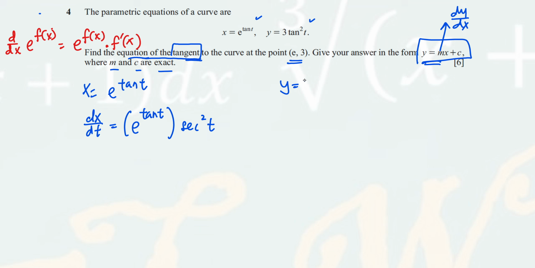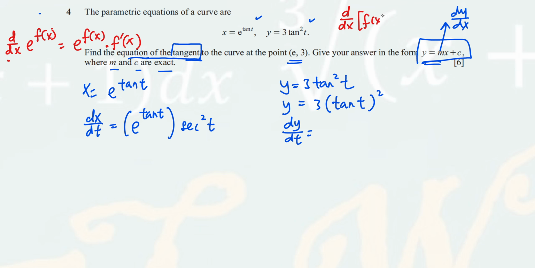Now your y equals 3 tangent squared t. So I will change this into 3 times the square of tangent t. So this is your y. And now when we need to get dy over dt, when we differentiate, we need to use another formula, that is d over dx of f(x) to the power n, which is n times f(x) to the degree n minus 1, then after that, differentiate f(x), that will be f prime x.